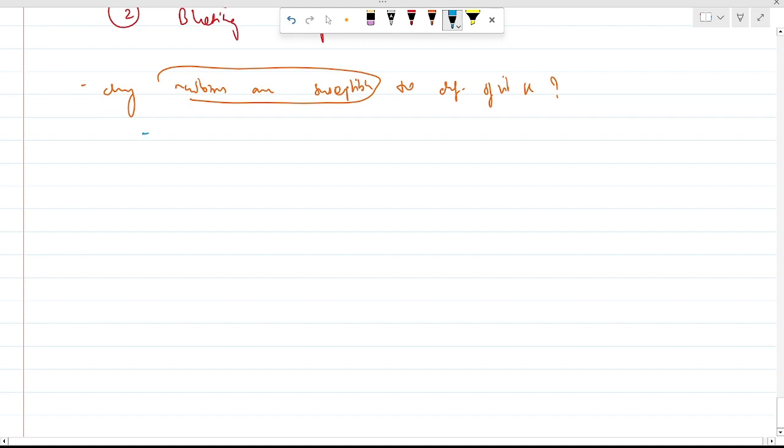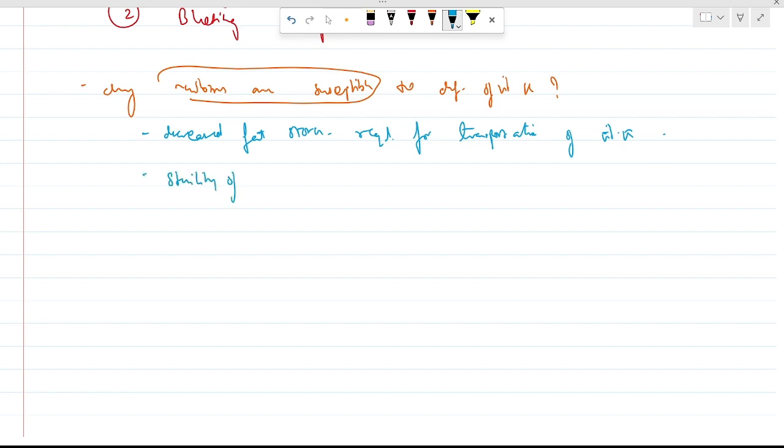First reason, there is decreased fat stores. Fat stores are required for transportation of vitamin K. Second is sterility of the gut of the newborns, and as we know, vitamin K2, we have discussed above, is produced by bacterial flora.